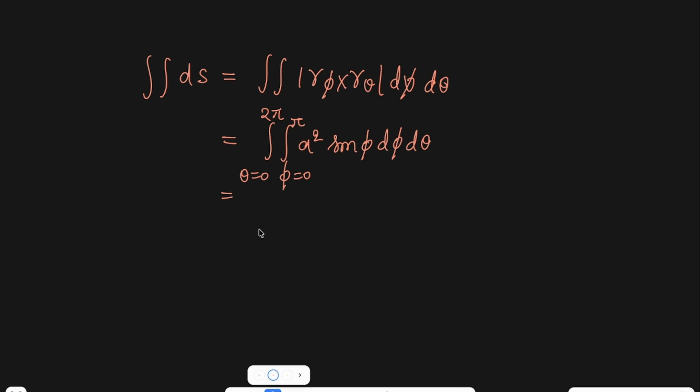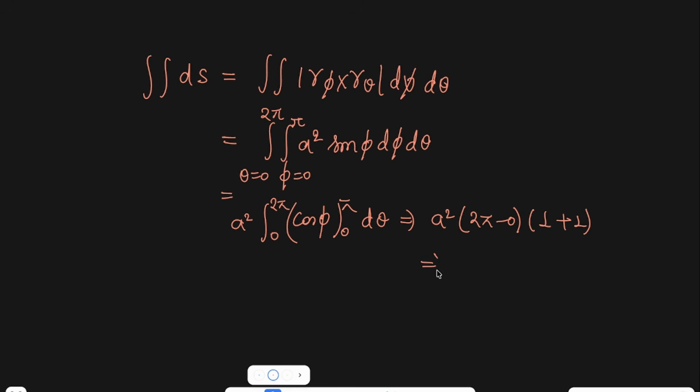When you solve this, because it is sine phi, it is 0 to pi and 0 to 2 pi, a square outside, sine phi d phi, that will be 2. So minus cos phi from 0 to pi, and d theta, so it is a square into 2 pi. Cos pi is minus 1, cos 0 is 1, so 1 plus 1 will be 2, so the whole answer will be 4 pi a square. So this is the answer for this question. This is how you can find out the surface area.